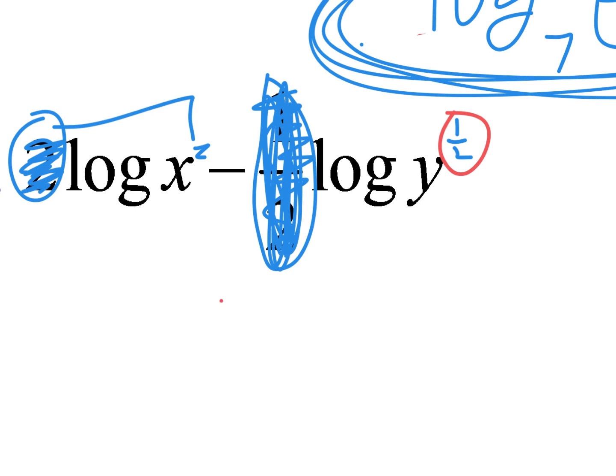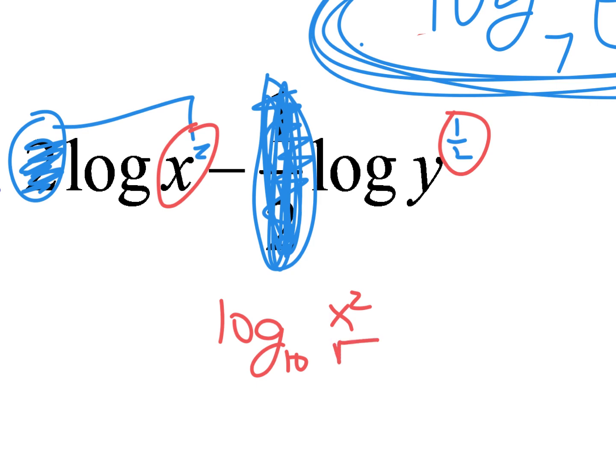So then if I put them together as 1 log, it'd be log. You don't have to write a base, but in my opinion, you should. You don't have to. It just helps on the simplified part. And then I've got x squared, clearly. And I've got a y to the 1/2, which means square root of y. And I'm dividing them because that's to subtract.